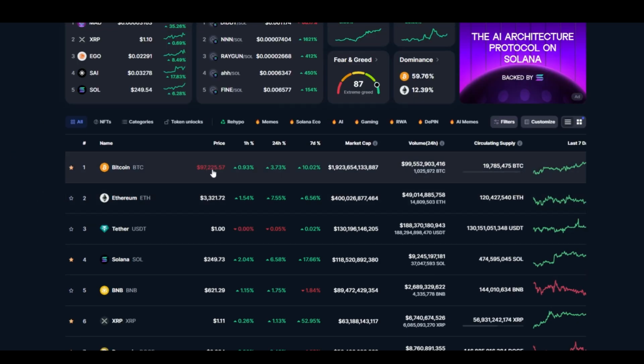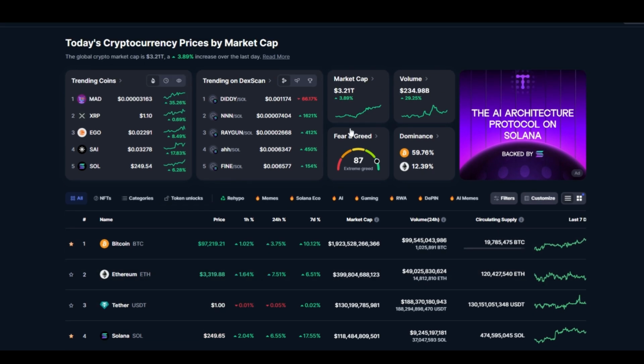So here you have Bitcoin as the number one in the world. We are actually about to surpass 100,000 for each coin. We are growing. Right now, cryptocurrency is at a 3.21 trillion market cap. We can see that right here.